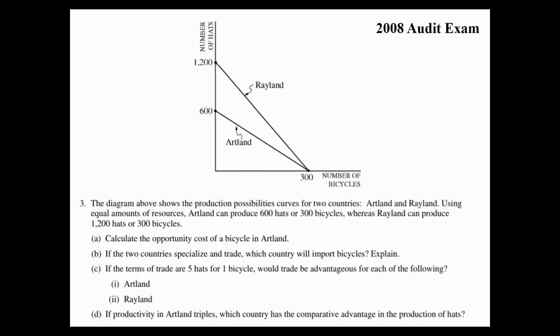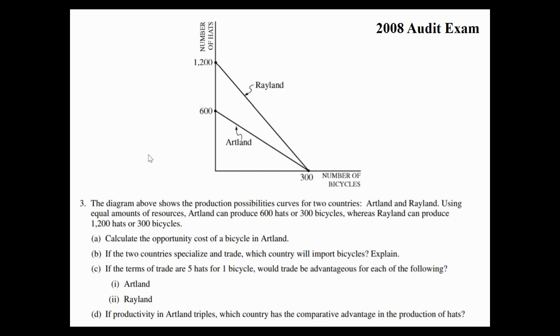Let's look at this one from 2018. Once again, you have two different countries. It says this diagram shows production possibility curves of two countries, Artland and Rayland, using equal amounts of resources. This is output, this is output. So you have 1,200 and 300, 600 and 300. No one has absolute advantage in bicycles, but we see Rayland has absolute advantage in hats. But once again, we don't use absolute advantage to determine which one has the comparative advantage.